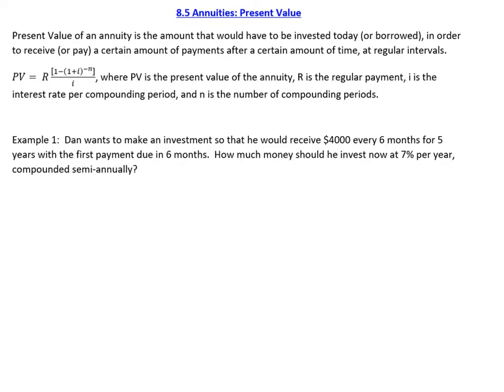So we know, for example, in a car loan, you borrow $20,000 right away. That's the present value. And then you're going to make payments and payments and payments. Eventually, it's going to go down to zero, right?